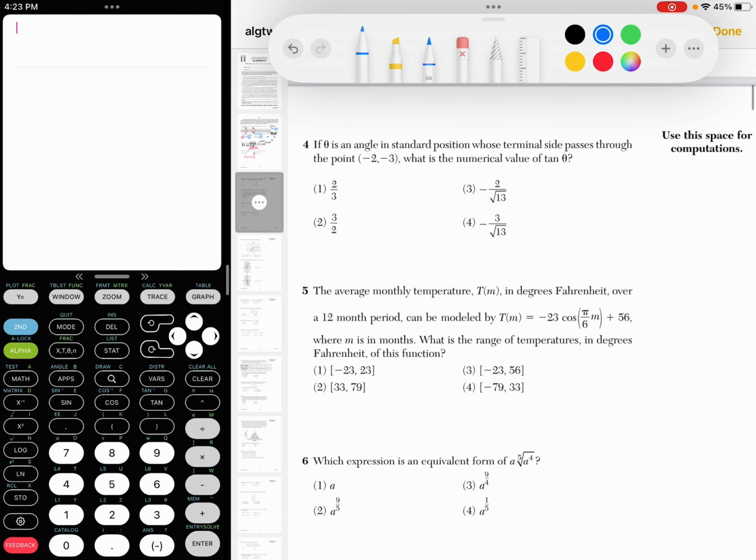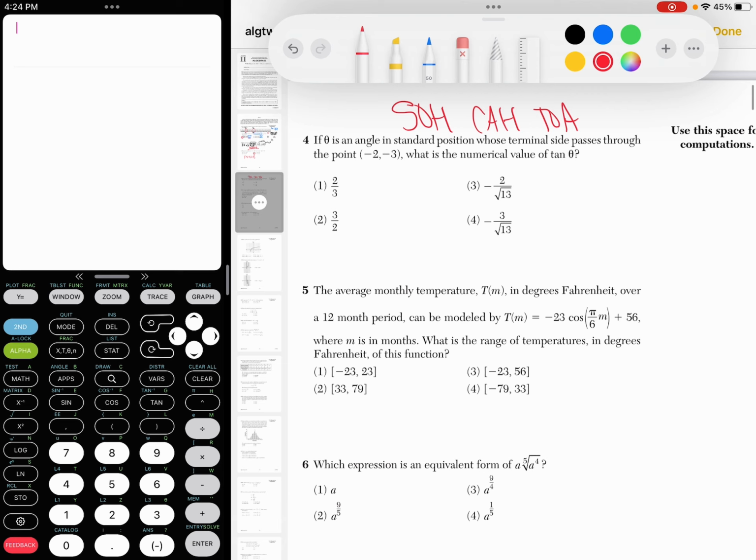So if theta is an angle in standard position whose terminal side passes through the point -2, -3, what is the numerical value of tangent? So when you are doing a question like this, you are going to have to draw a picture. The way we talked about this in class, if you remember, is if you're working with sine, cosine, and tangent, and you have fractions, which notice the answers are fractions, it's going to be SOHCAHTOA. So those answers are giveaways that we're going to have to do SOHCAHTOA, which is right triangle trig.